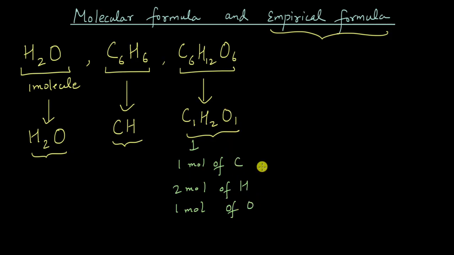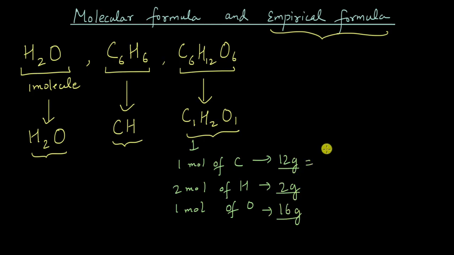So if I know this, I know that for every 12 grams of carbon, I will have 2 grams of hydrogen, because 2 moles of hydrogen is 1 times 2 grams of hydrogen, and I will have 16 grams of oxygen, because the molar mass of oxygen is 16. And now that I have the masses, I can calculate the percentages.